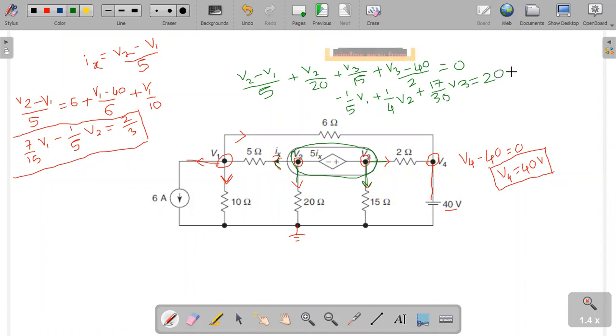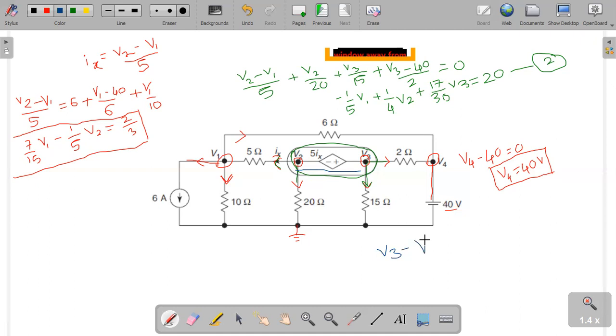Now we can observe that we have three unknowns, that is the voltage V1, V2 and V3. However, the equations which we have got are only two. So now we have to find out the third equation. We can get the third equation by using this supernode voltages. Here we can observe that the difference between the node voltages V3 and V2 is equal to the 5ix voltage source. So what we can write over here? We can simply write V3 minus V2 is equal to 5ix.